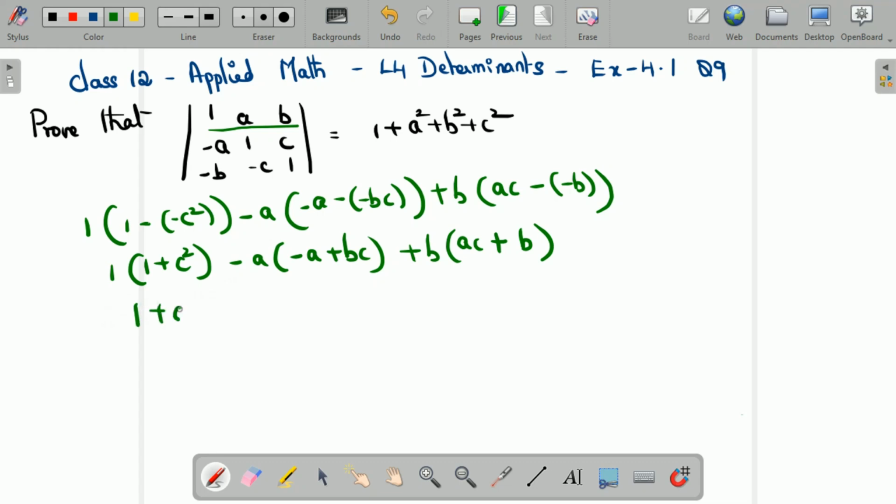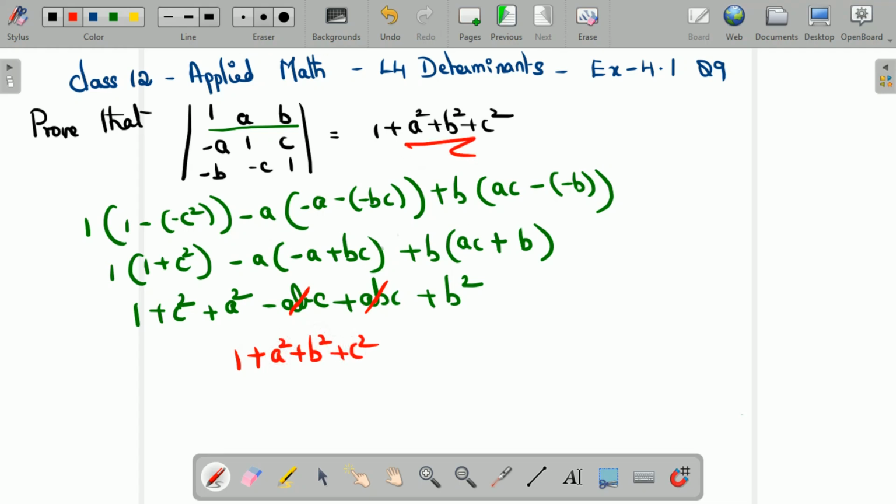So this is 1 plus c² plus a² minus abc plus abc plus b². So let's cancel out the common terms, minus abc plus abc. What is left is 1 plus a² plus b² plus c², and that is what we are asked to prove. So hence proved.